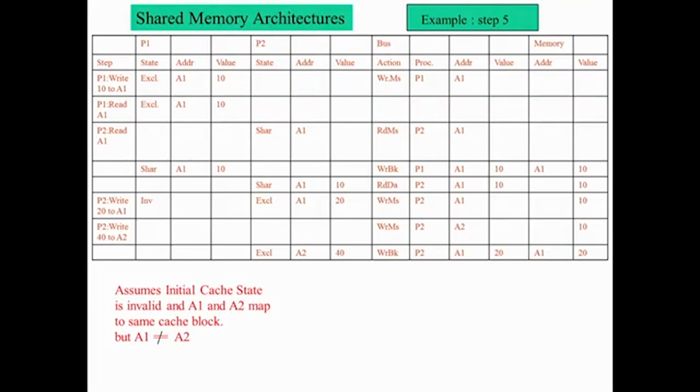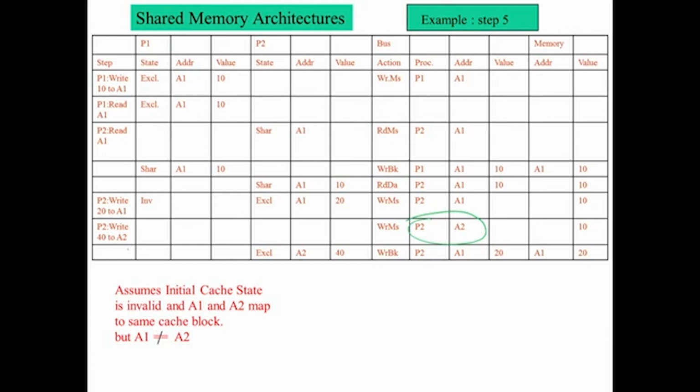Okay. Now in the next step I am writing 40 to A2. Then what happens? There is a write miss on A2. Okay. So what will happen?